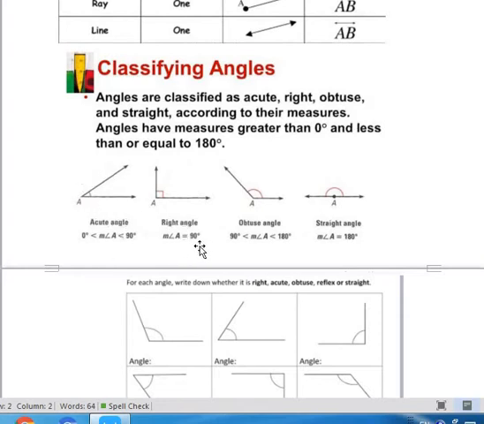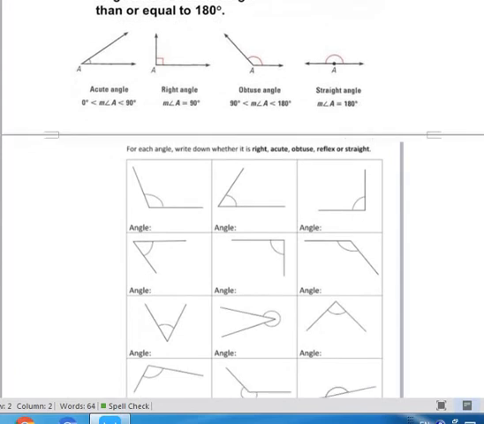A right angle is equal to 90 degrees. And an obtuse angle has a measure greater than 90 and less than 180. Don't forget, less than 180. Why? Because if it's 180, what is it called, my dear students? Straight angle. Right, straight angle.